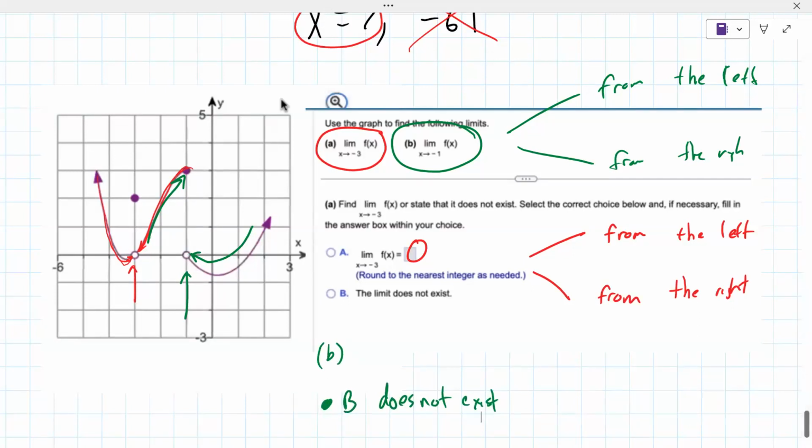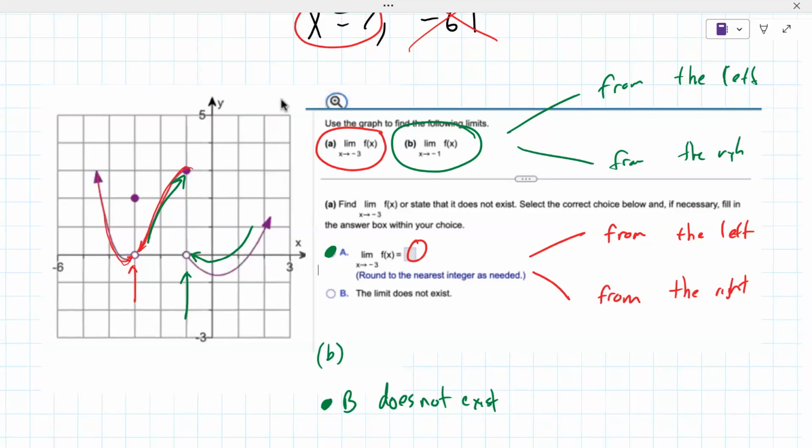And then what's the answer to part A? The 0. Sorry, I thought you were circling it. Yeah, it doesn't look very good. All right, that makes sense.